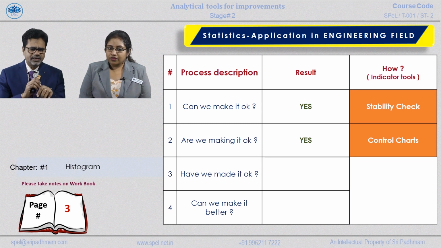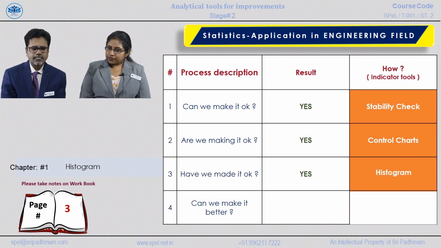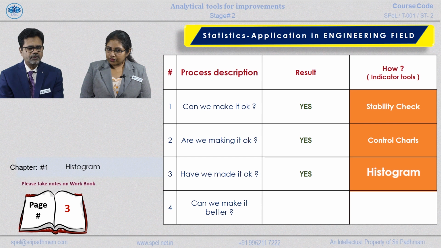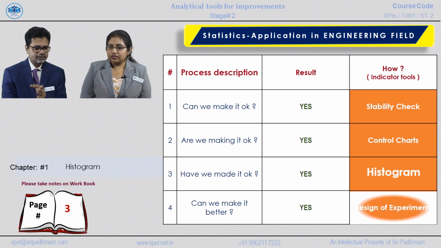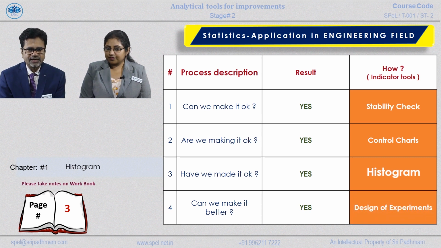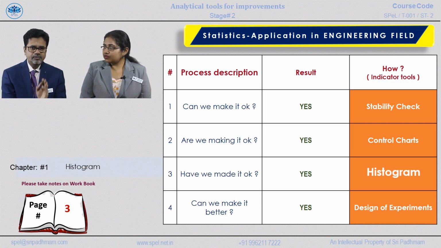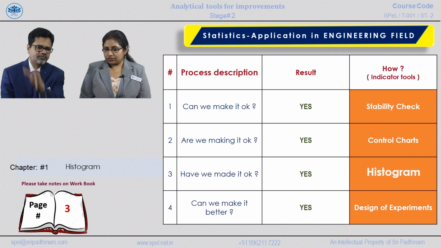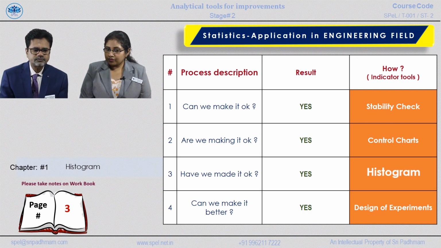Then the third question, I have completed everything, now I put a question: have we made it okay? Yes, through histogram. Histogram is the tool which we are going to deal with now. Then the 4th important question is, can we make it better? Still better, yes, if I am able to deploy design of experiments, DOE. Dear learners, what about Cp and Cpk? Process capability index can be calculated in any of the 4 ways: stability check, control charts, histogram, very much yes, and DOE will also deal with sigma factor and Cp, Cpk.